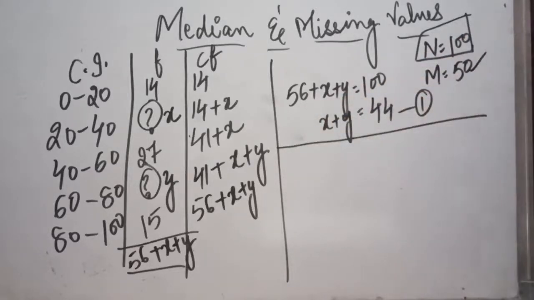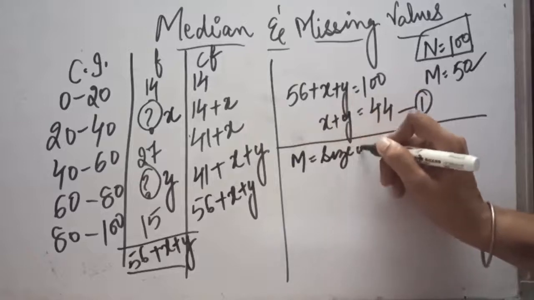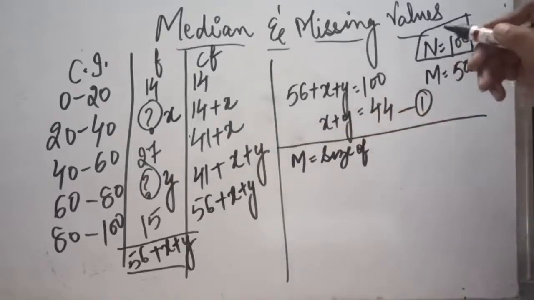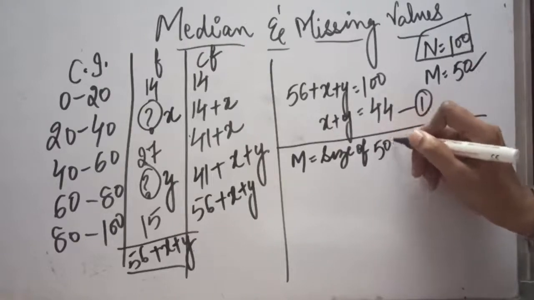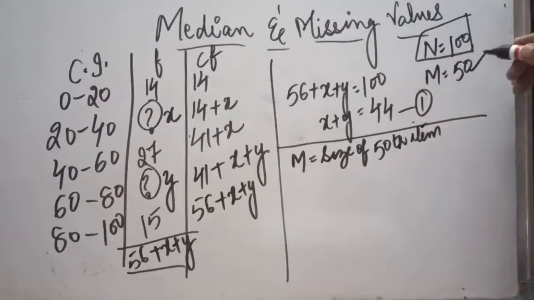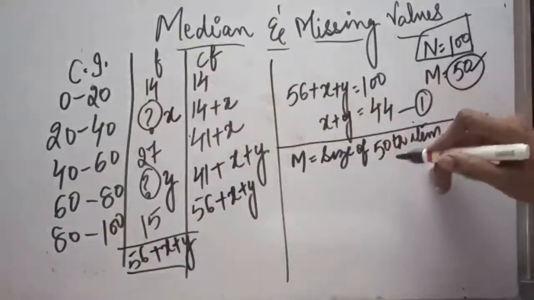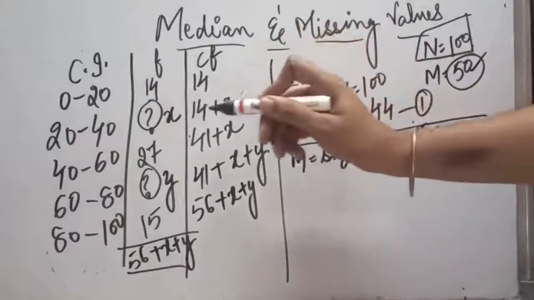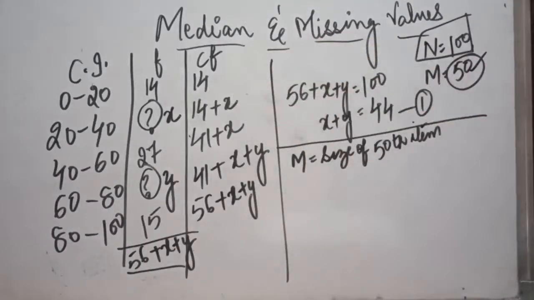Now let us make use of the second available information. Median has been given as 50. We all know that the formula for median is the size of the n by 2th item. Here n is 100, so 100 by 2 is the 50th item. Now when median has already been given, we can see where this median will lie. But from this 50 alone we cannot make any conclusion because we don't know the value of x. For example, if x is 100, or x is 20, we cannot conclude where this 50 will lie.